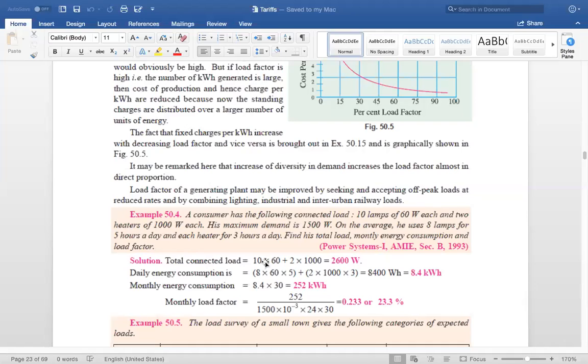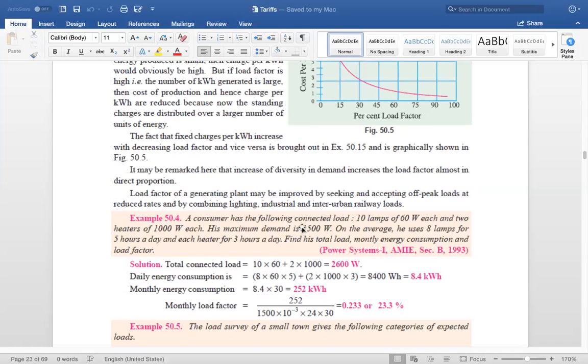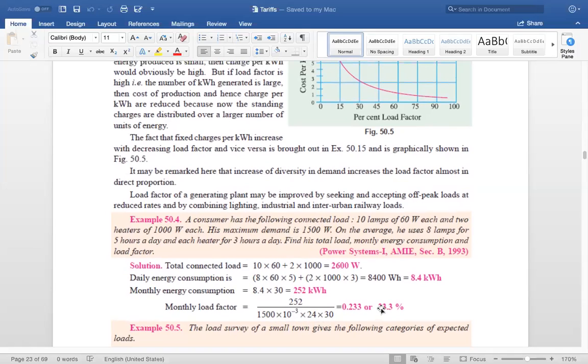So the total connected load will be 10 times 60 plus 2 times 1,000, which is 2,600 watts. Your daily energy consumption is 8 times 60 for 5 hours plus 2 times 1,000 for 3 hours, which gives us 8,400 watt hours. And the monthly energy consumption, 8.4 times 30, gives us 252 kilowatt hours. The monthly load factor is the energy divided by the maximum demand times 24 times 30, which gives us 23.3%.